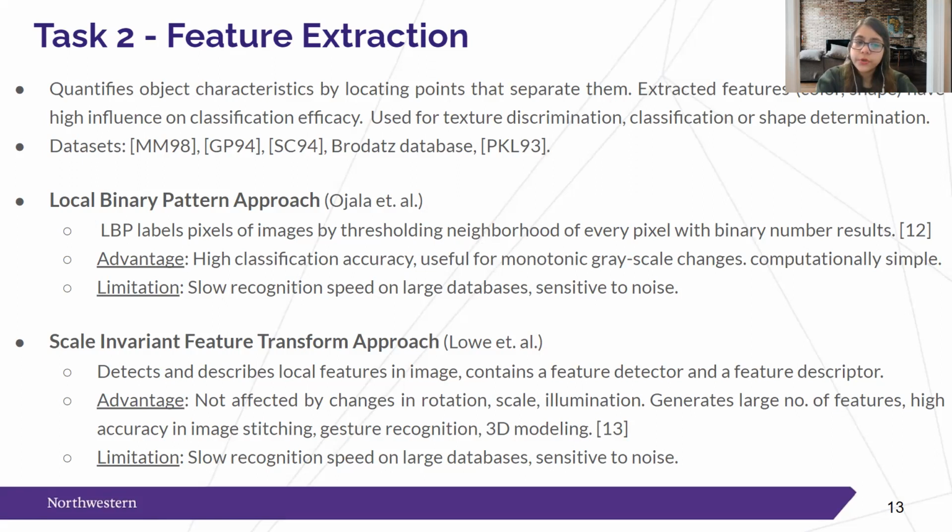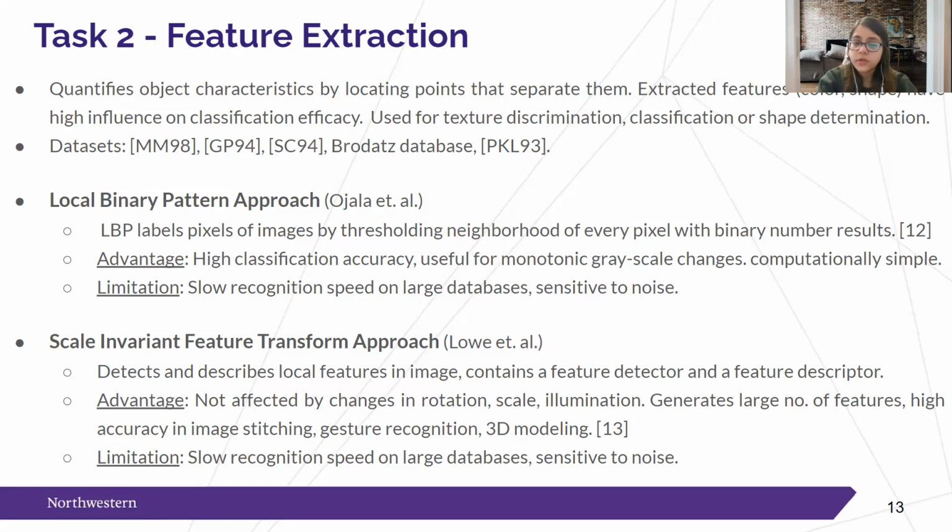So when you do the local binary pattern approach, here you label pixels of images by thresholding the neighborhood values with binary number results. The advantage is it has high classification accuracy, it's useful for grayscale images, and it's computationally simple. But the limitation is that it has a slow recognition speed on large databases and it's really sensitive to noise.